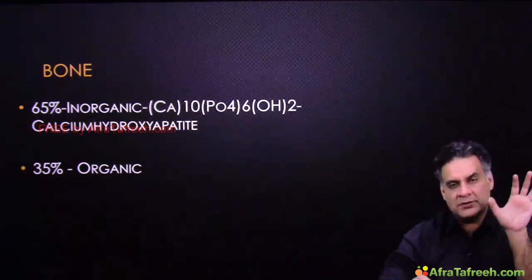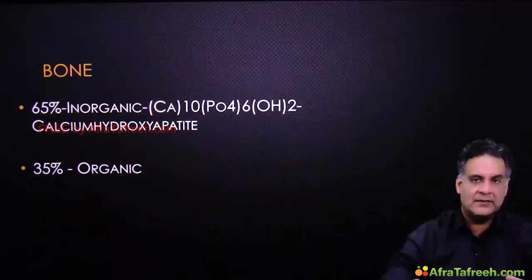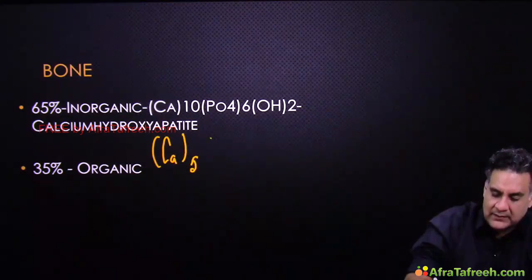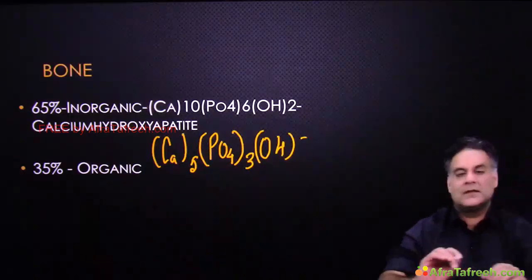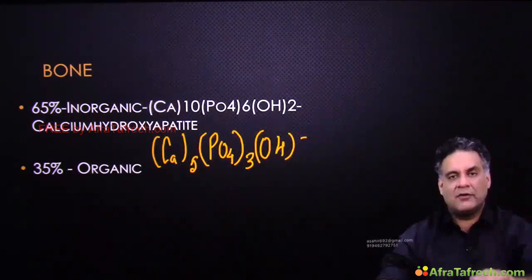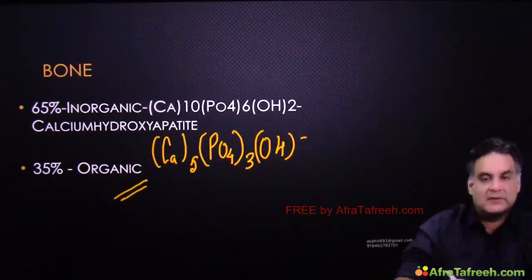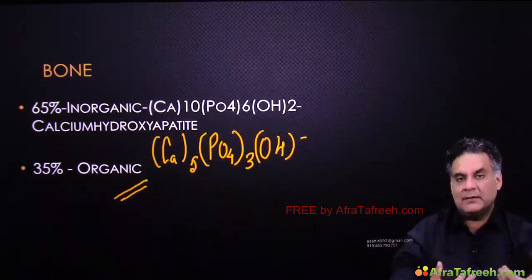Bone has got a majority of inorganic component called calcium hydroxyapatite. It's Ca10(PO4)6(OH)2. Sometimes it becomes Ca5(PO4)3OH, so this is half of Ca10(PO4)6(OH)2, and then you have 35% as organic component, in which I already told you, in the organic component you have type 1 collagen.